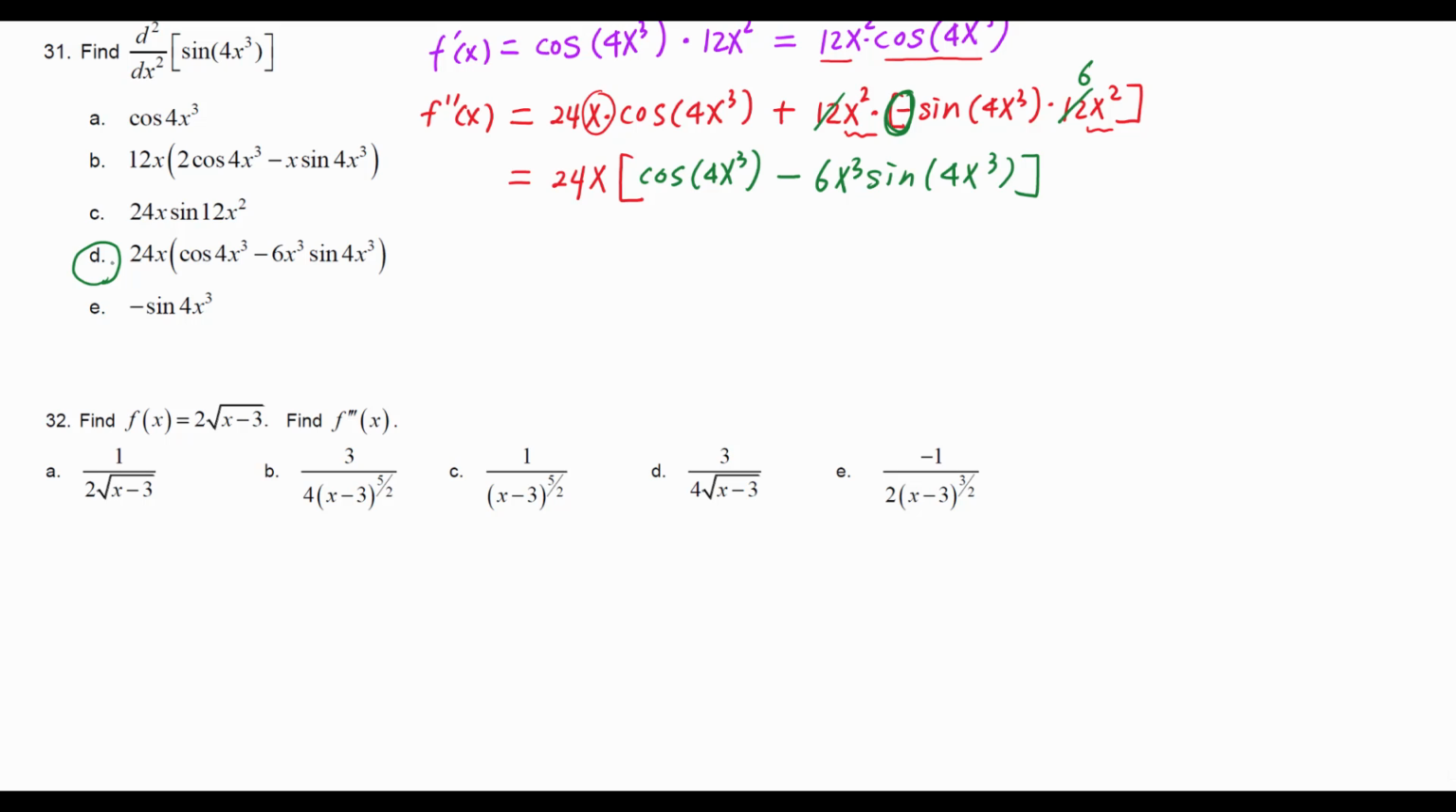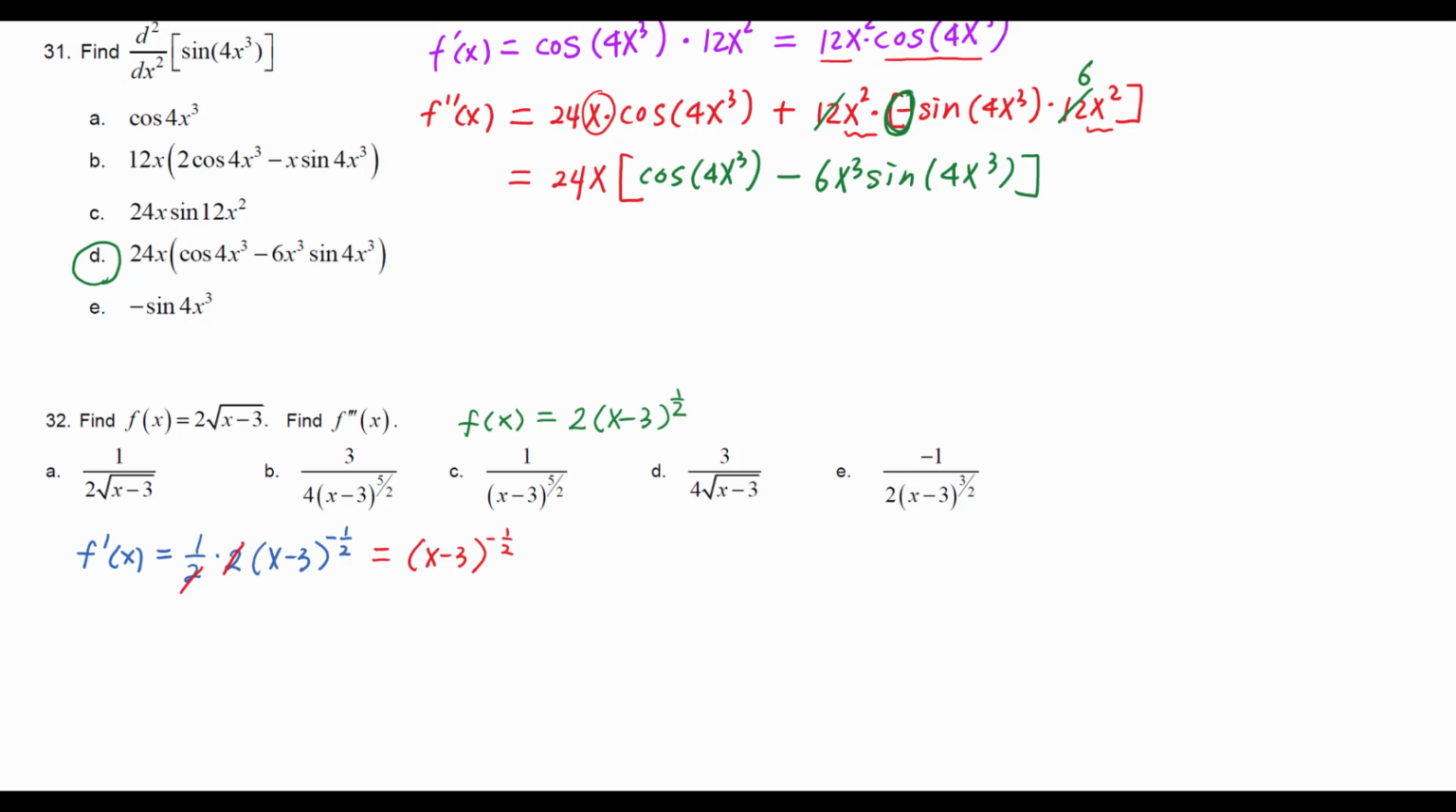Number 32. Find f of x equal 2 times square root of x minus 3. Find the triple prime of x. So let's first rewrite f of x as 2 times x minus 3 to the 1/2 power. Okay. So your first derivative, f prime of x, is equal to 1/2 times 2 times x minus 3 to the negative half power, right? So then the 2's get canceled. So all you have is x minus 3 to the negative 1/2 power. I'm not going to simplify this since this is not the answer we're looking for.